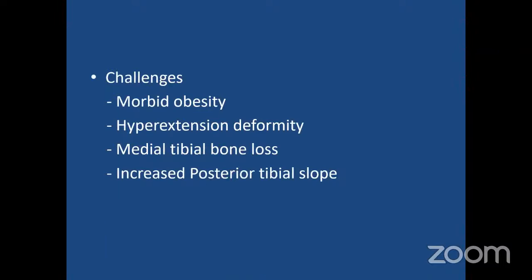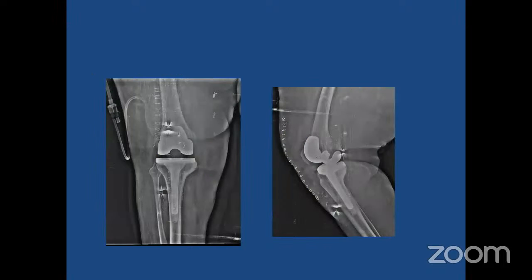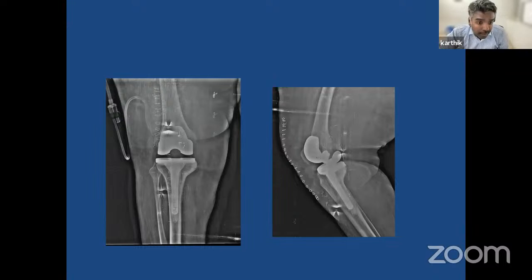So the challenges which we faced were morbid obesity, which causes calf to thigh impingement, hyperextension deformity, medial tibial bone loss, and increased posterior tibial slope. Sorry for the bad lateral view. This patient was only recently done.